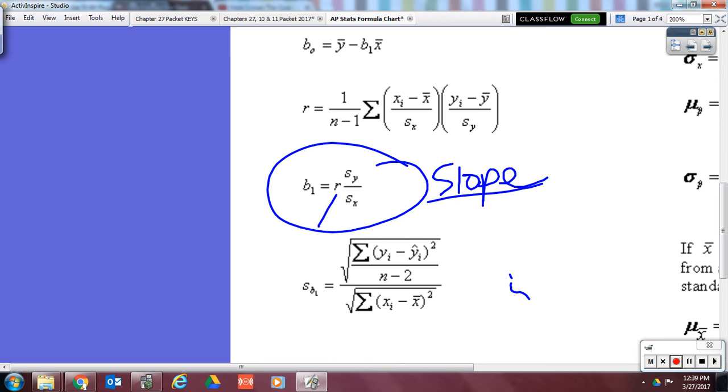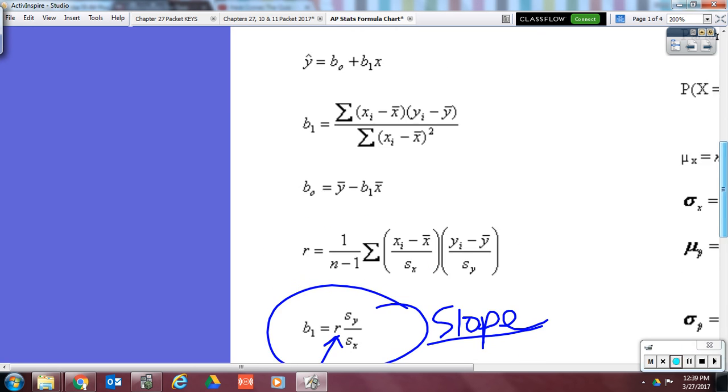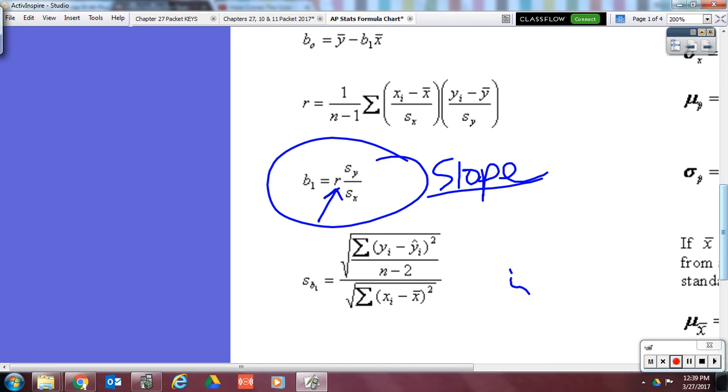So that's your correlation times S of Y over S of X, and that will give you slope. Do you see where that's located on that formula chart? Okay, it's down there. I'll zoom back in. So there is that thing right there. R times S of Y over S of X, which makes sense, because it's the variability in the Y's over the variability in the X's, just like change in Y over change in X, and times how well they're correlated. Okay, so I think that makes sense.